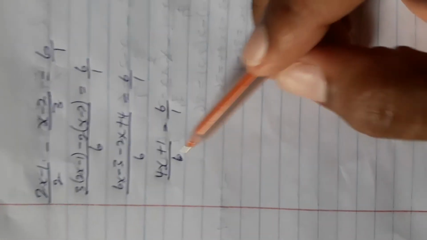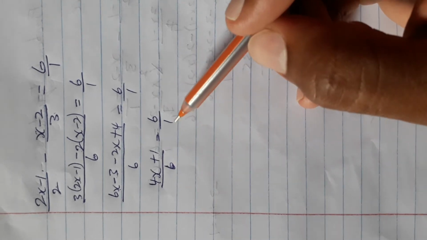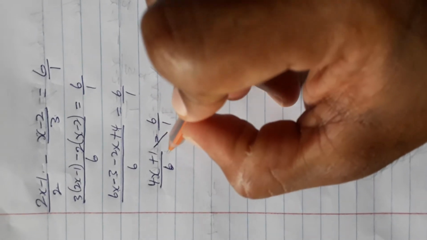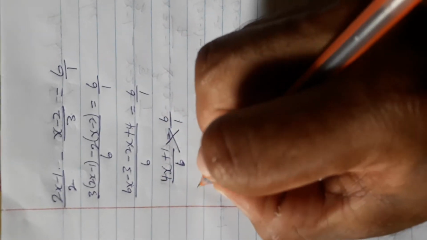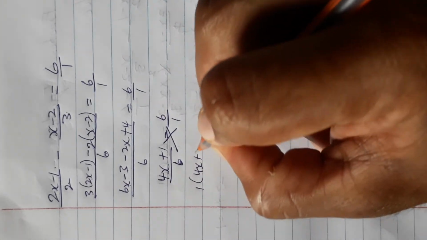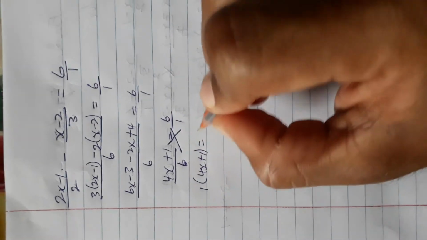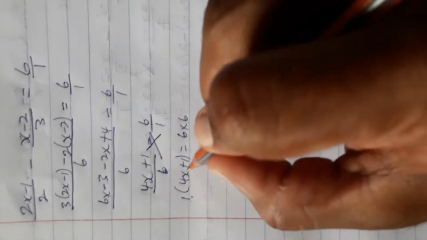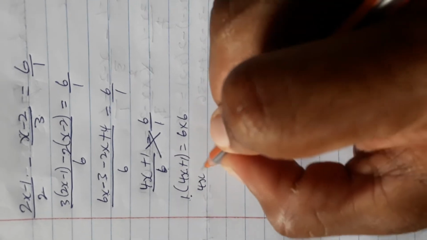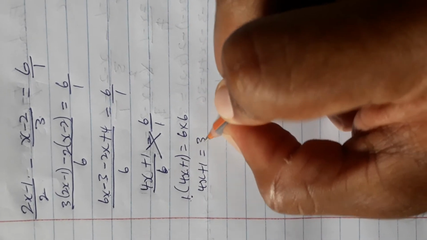Good, so we have one fraction on the left hand side, one fraction on the right hand side. Now we can cross multiply. So the 1 will multiply by all of this. So 1 multiplied by 4x plus 1, and 6 will multiply by 6. Okay, 1 multiplied by anything gives you back the same thing. 1 times 4x is 4x, 1 times 1 will give us 1, equals 6 times 6, 36.